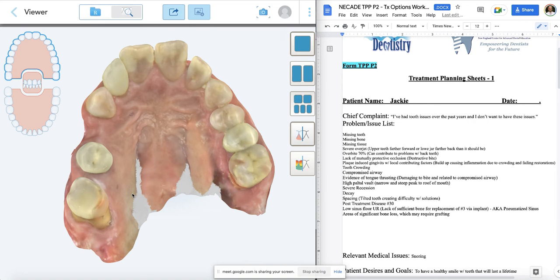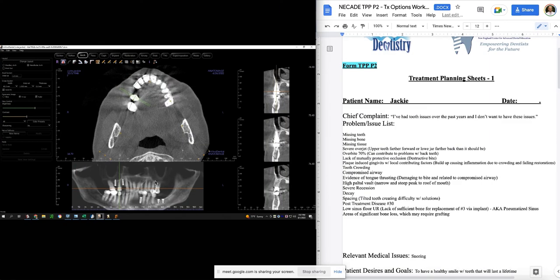So I'm taking a 10,000 foot view over what we talked about last week, in great part because treatment planning this case, I firmly believe these factors need to be taken into account. We had talked about severe recession, decay, pretty run-of-the-mill problems, post-treatment disease of number 30. In other words, it's a root canal treated tooth that needs some attention. Low sinus floor, so we looked at her CAT scan, so let's take a quick look at that. And we talked about pneumatization of the sinuses.